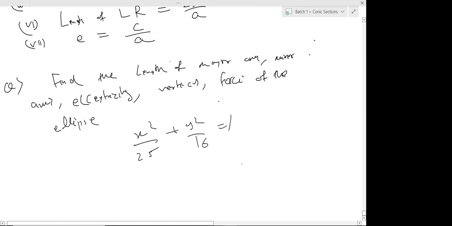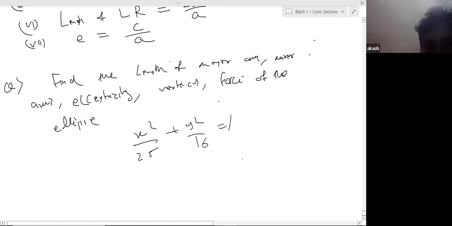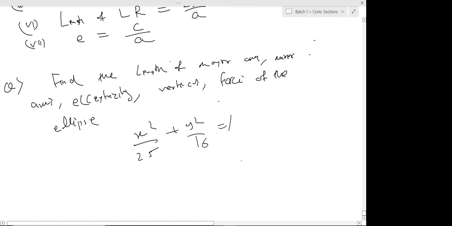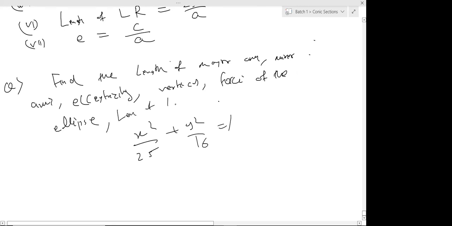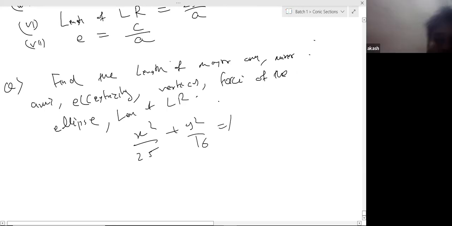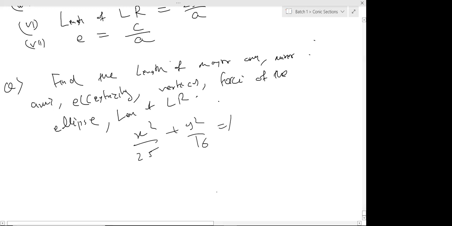Sir, even latus rectum? Should we also find the length of latus rectum? Yes, find all the quantities. Do you want me to solve this or you can solve this? We'll try to solve. All right, I'll give you a few minutes. Ashma, Abdul, is it clear? Try to solve this question.